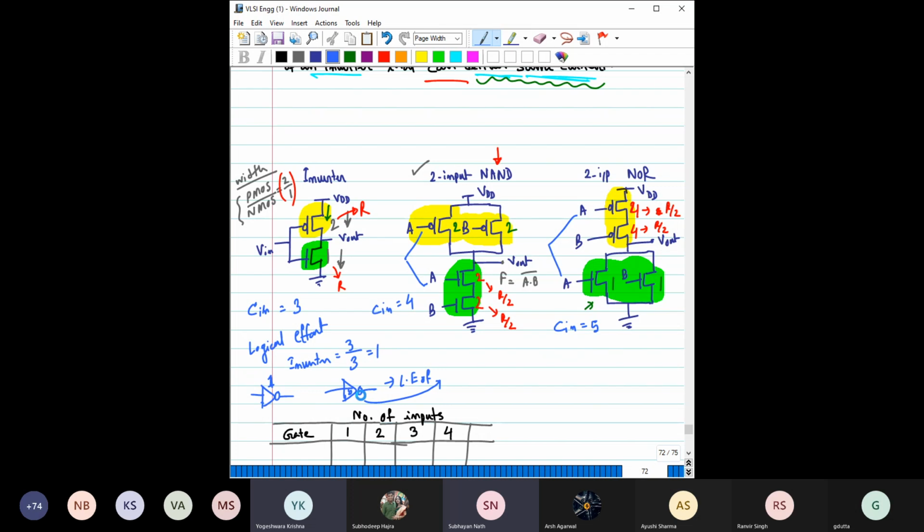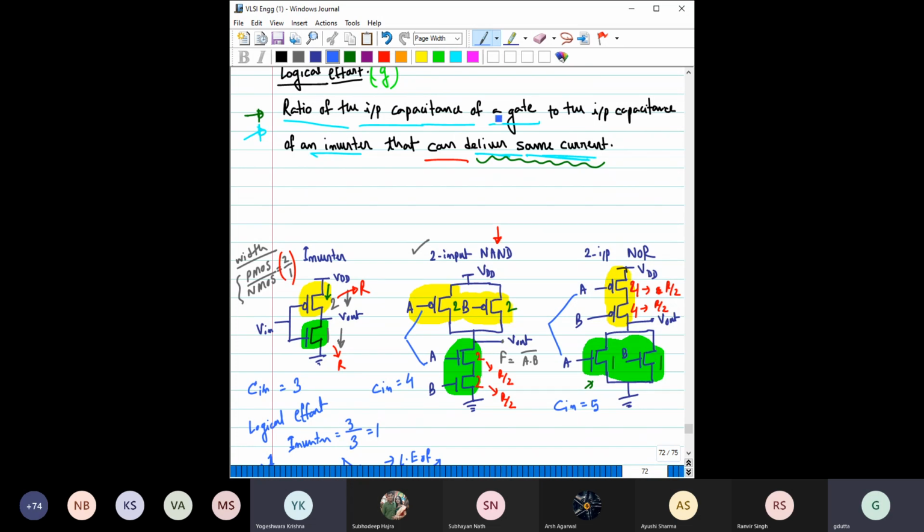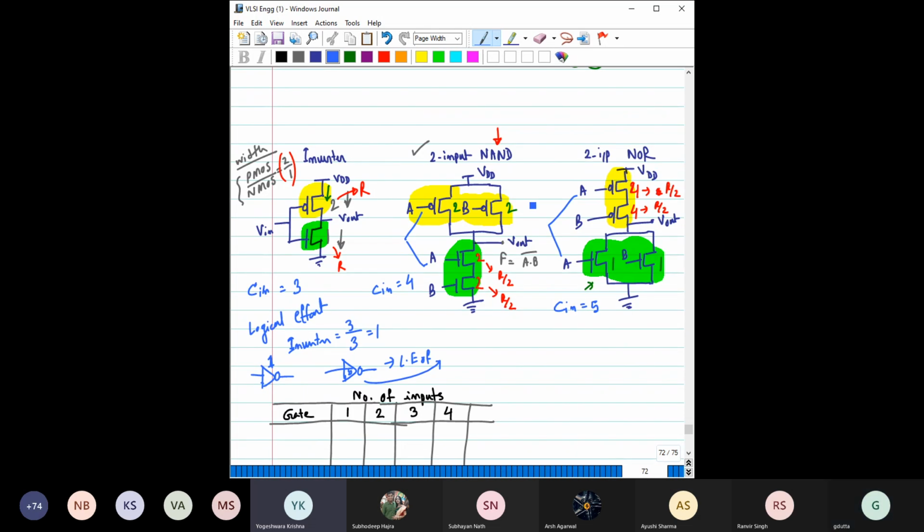Sir, can you please explain once again what is the logical effort of the inverter? Logical effort of the inverter is basically the ratio of the input capacitance of the gate, it can be any gate, including inverter, to the input capacitance of the inverter, provided that they can deliver the same current, right? So this is a unit inverter, unit size inverter.